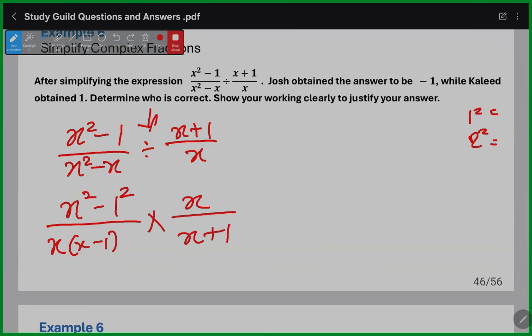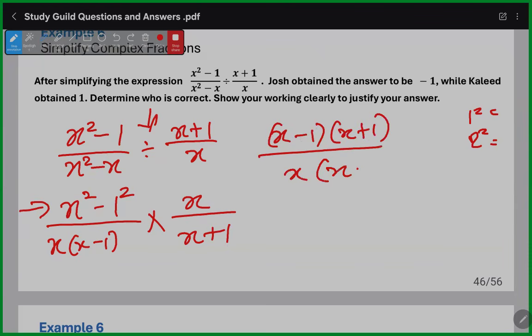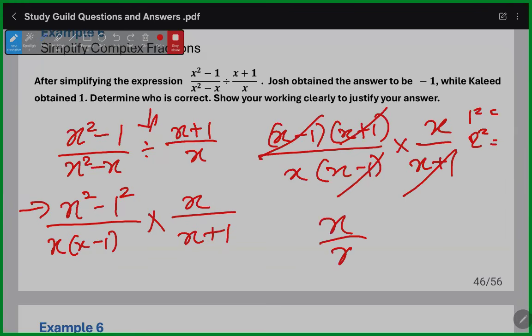Remember, this is squared, so this is a difference of two squares. So instead of writing it that way, you now write x minus 1 times x plus 1 over x minus 1, multiplied by x over x plus 1. So this, we cancel this, and this, we cancel this. So you have x over x, and you can also cancel it, and your answer is going to be 1. So when you read this, you know who is correct between Josh and Khalid. The answer is 1.